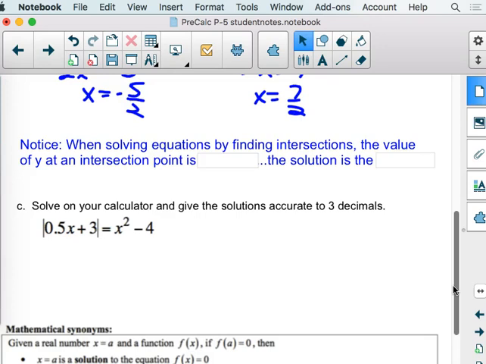When solving equations by finding intersections, the value of the intersection point at the y is irrelevant. It doesn't matter. I mean, we're putting that number in. We're trying to make the calculator do the math for us. The solution is the x value.